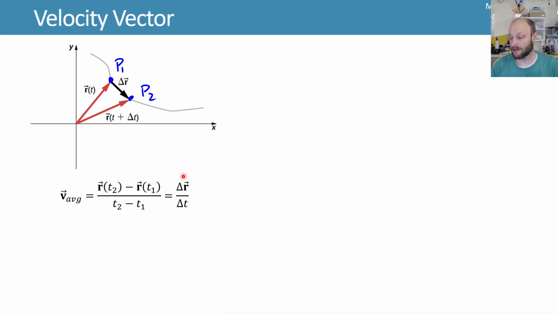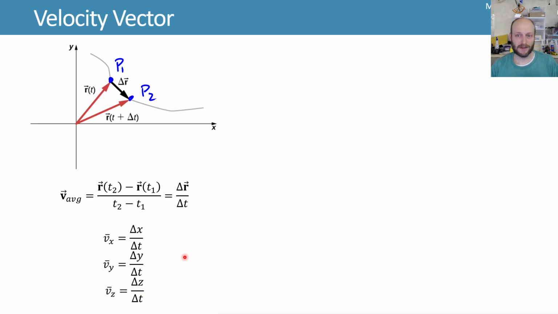We can look at this component-wise and see that you can split this up into x, y, and z components. And so your average velocity in the x direction is equal to delta x over delta t. Similarly for y and similarly for z.